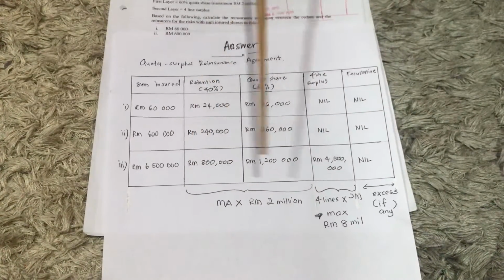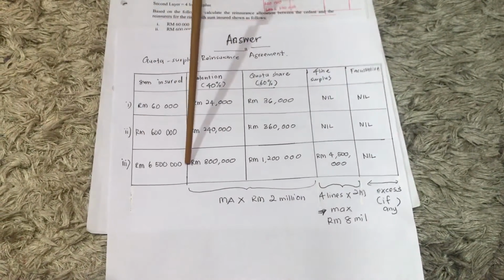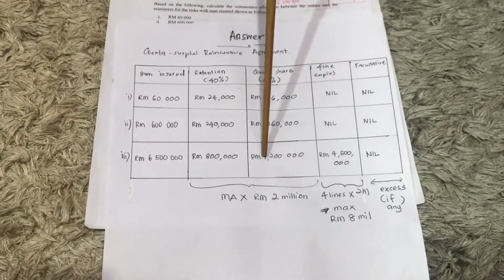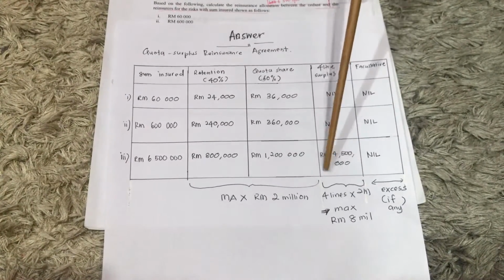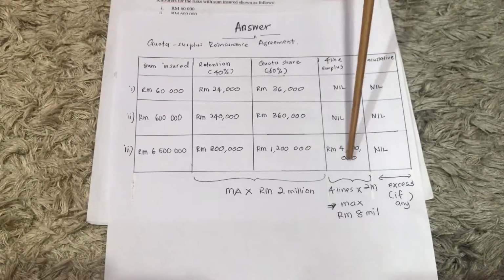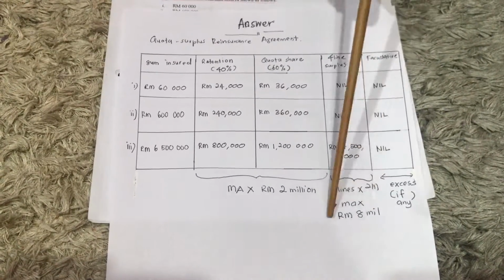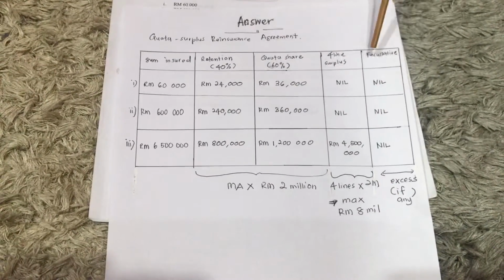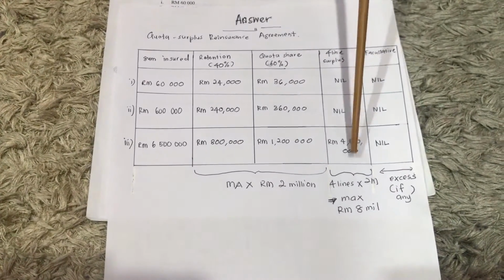As you can see, there is an excess. 6.5 million minus 2 million, you get an excess of 4.5 million. So 4.5 million doesn't exceed your maximum value of 8 million. So there is no facultative for these three questions.